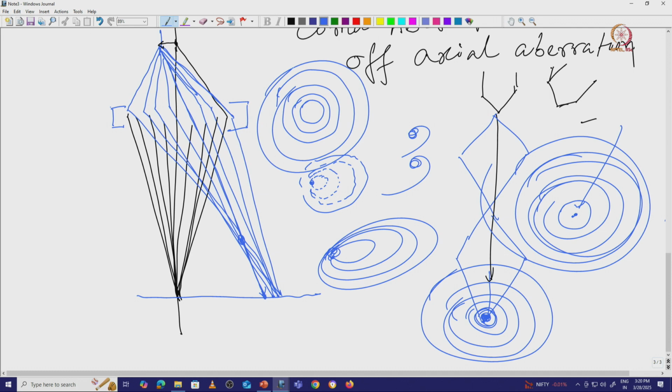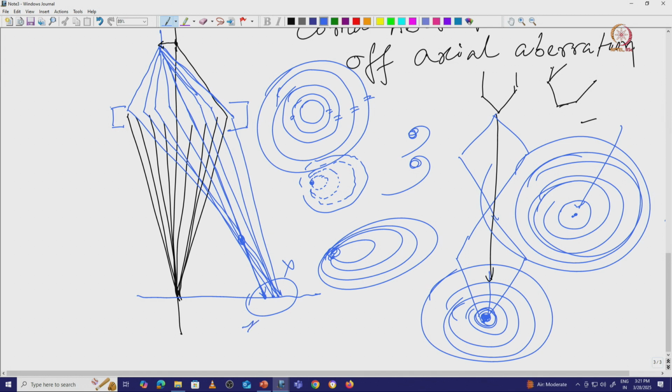So if we have a coma aberration, what will happen? You cannot see those rings anymore in your power spectrum. You will see only a bright spot at the center. That means there is some kind of alignment issue, and our signal is so poor because of the coma.